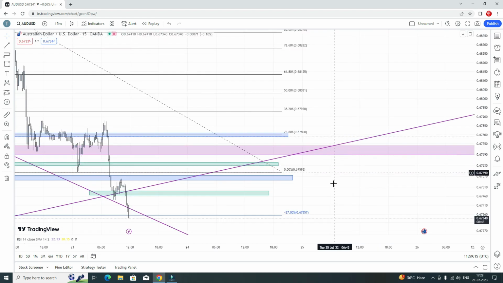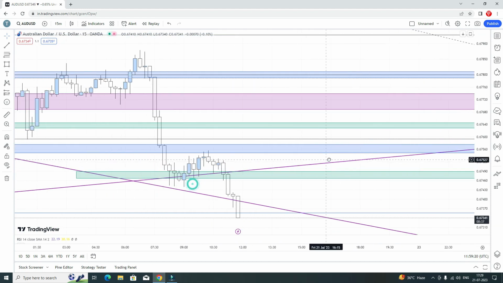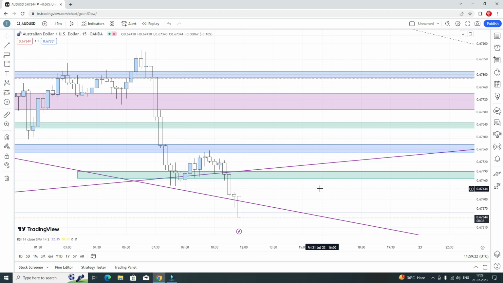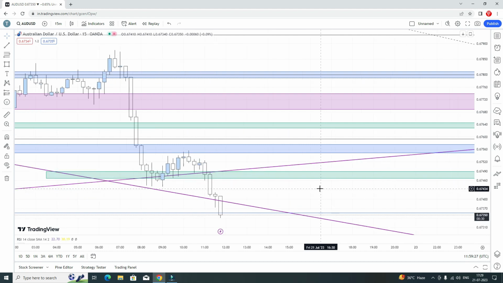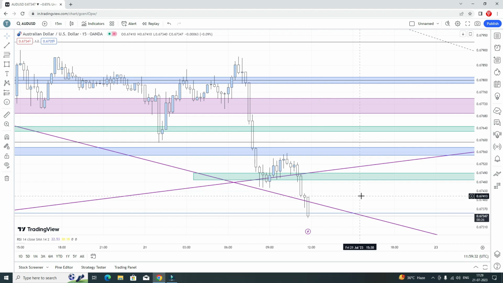Let's take a closer look at where the price is going right now. If you look at the candles, we've got a pretty large bearish candle moving downwards. It does look like the price is more or less moving downwards for the time being.